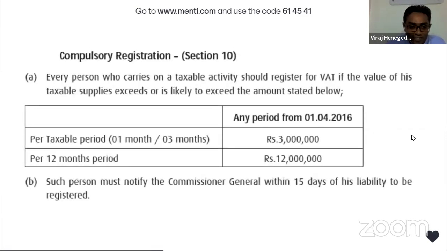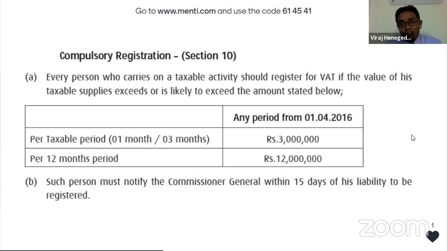Right. We'll move to the next one. Compulsory registration. Every person who carries on a taxable activity should register for VAT if the value of taxable supply exceeds or is likely to exceed the amount stated below. What does likely to exceed mean? Even if on an actual basis you have not exceeded, you might feel, based on the invoices you received, that your total revenue will increase beyond this. In that instance also, you are in a position to apply for VAT registration.